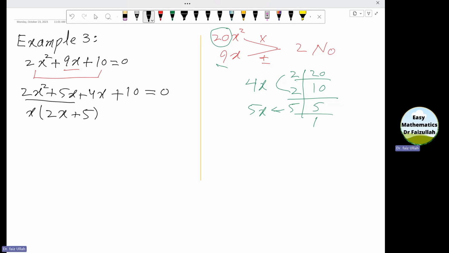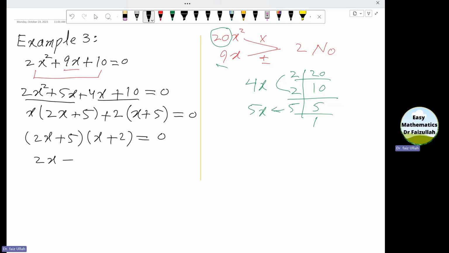And now we need to take common from the last two terms. The common factor is 2 here. So we have x plus 5 equal to 0. Now from this we can take 2x plus 5 as common. So we have x plus 2 equal to 0. And now from here 2x plus 5 is equal to 0, or x plus 2 is equal to 0.